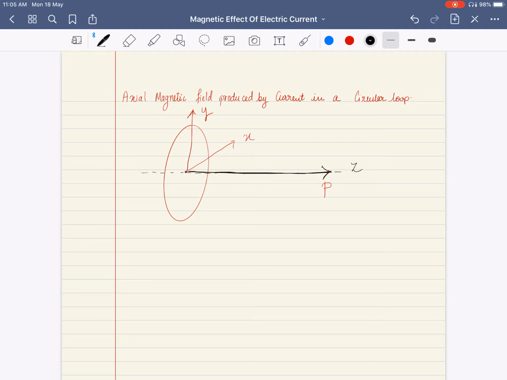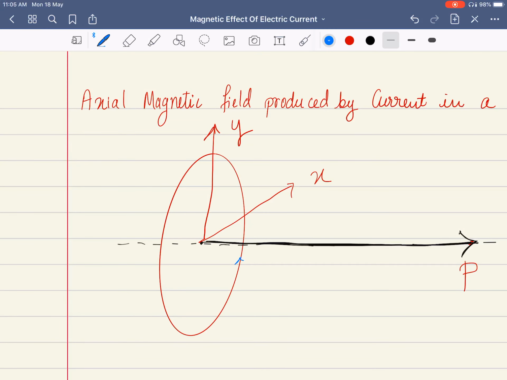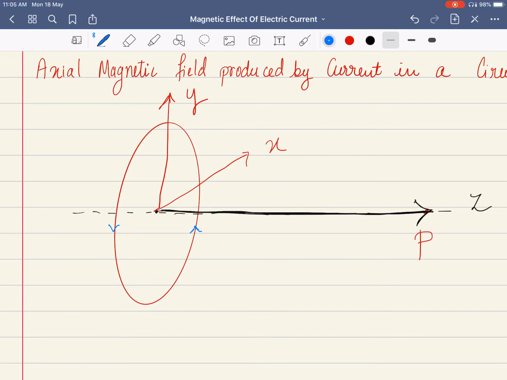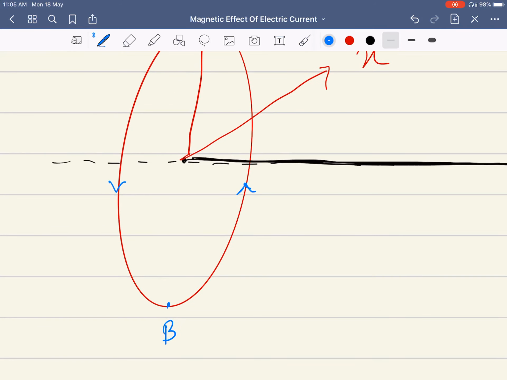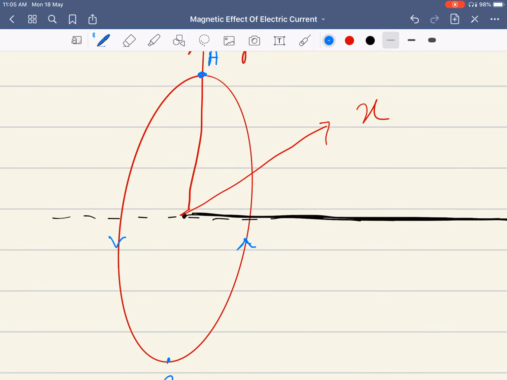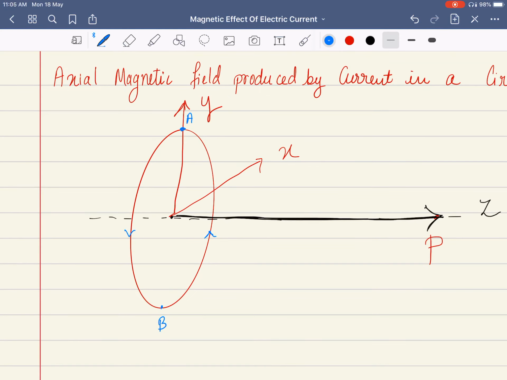Now the current is flowing through the circular coil in the anti-clockwise sense. Here if you observe, let us say the topmost point is A and the bottommost point is B. At the topmost point A, the current approaches the point, and at B the current is moving away. You can consider it like this, okay? Why do we consider the diametrically opposite points? Because at diametrically opposite points, the direction of the magnetic field will be equal and opposite.